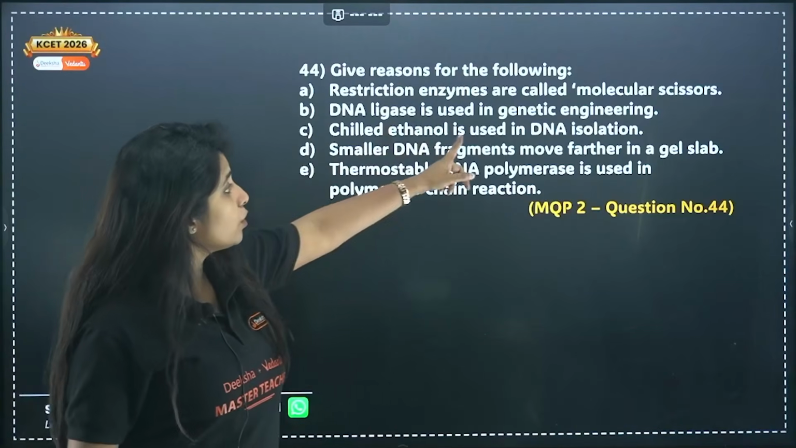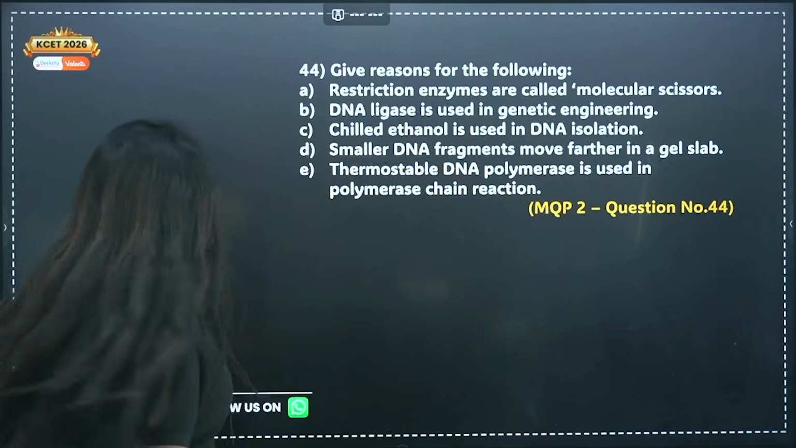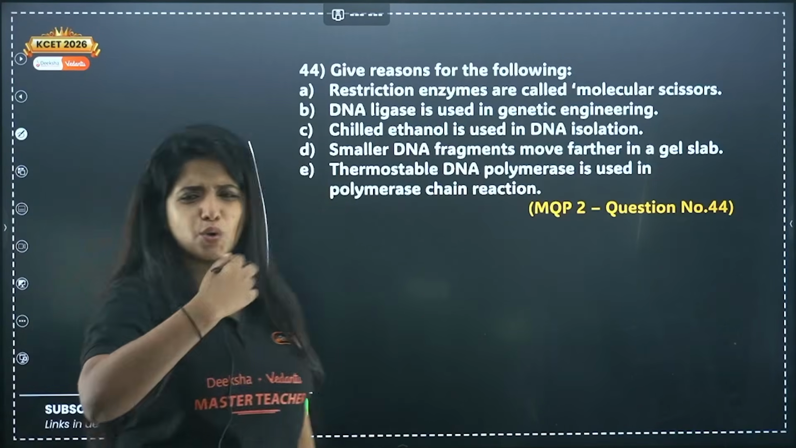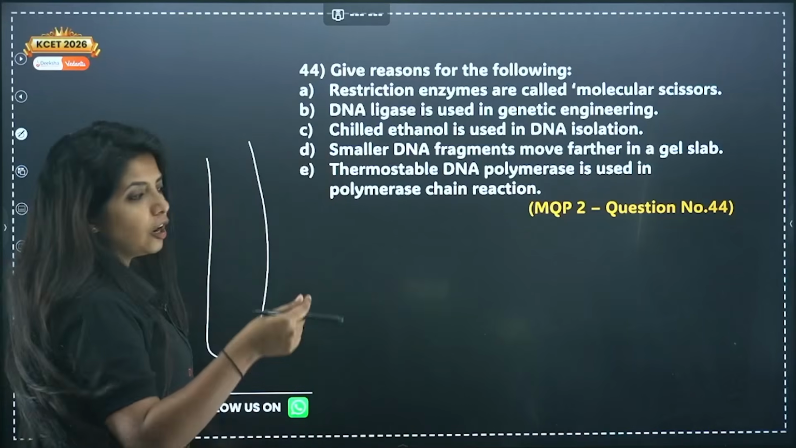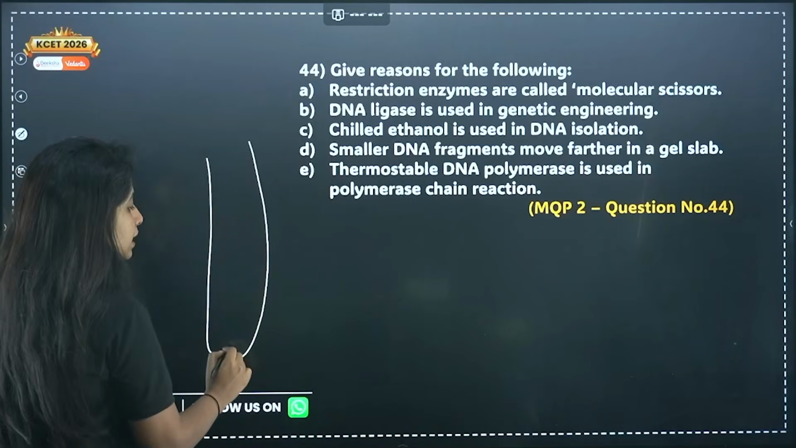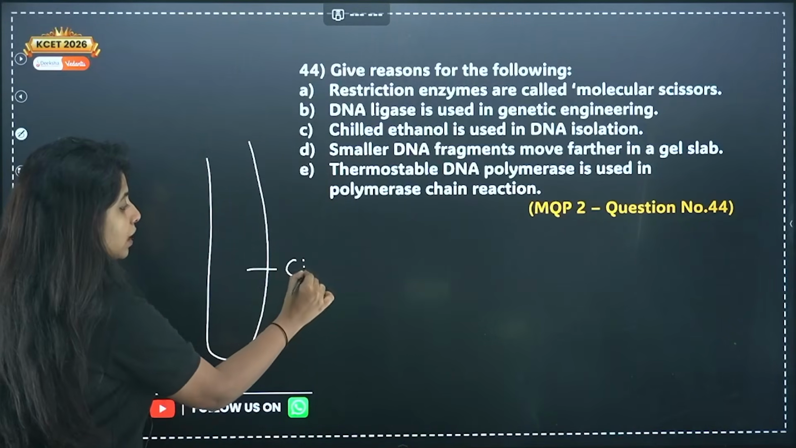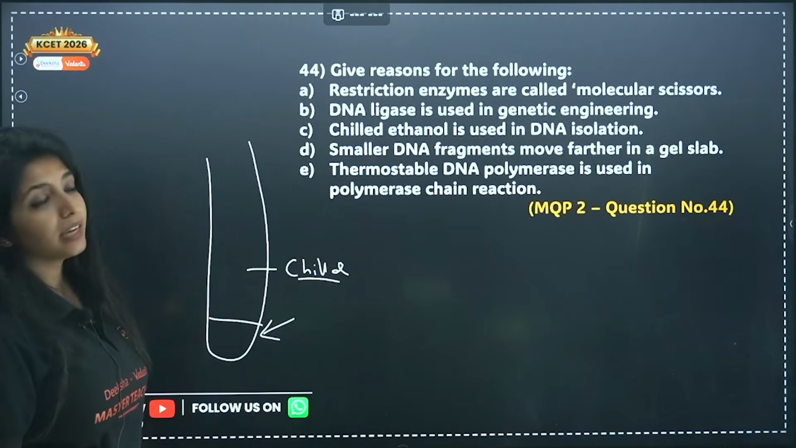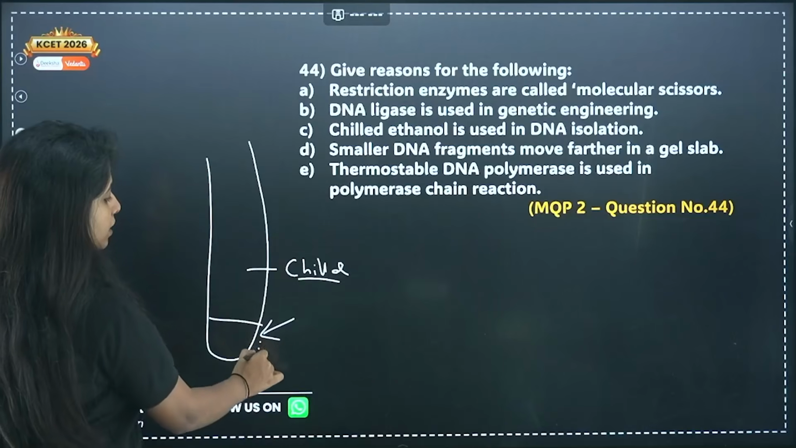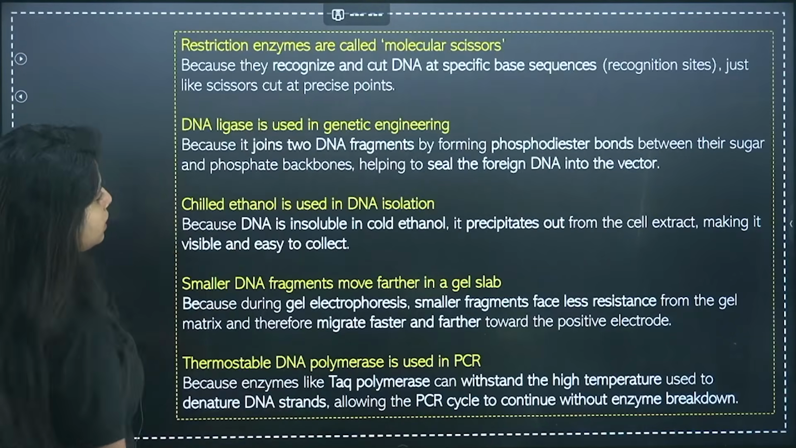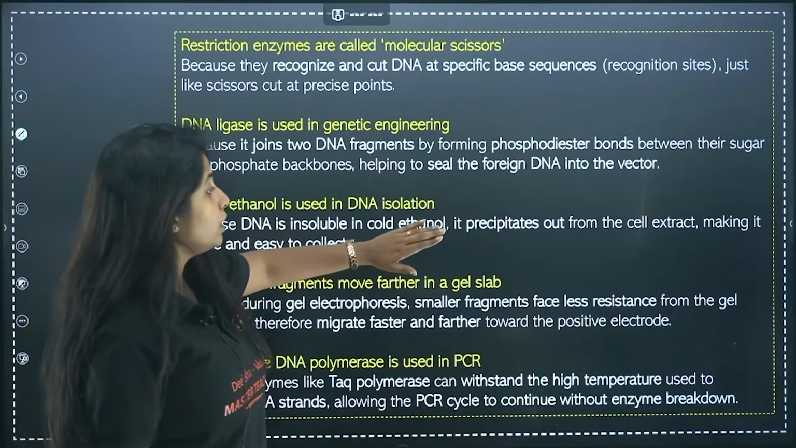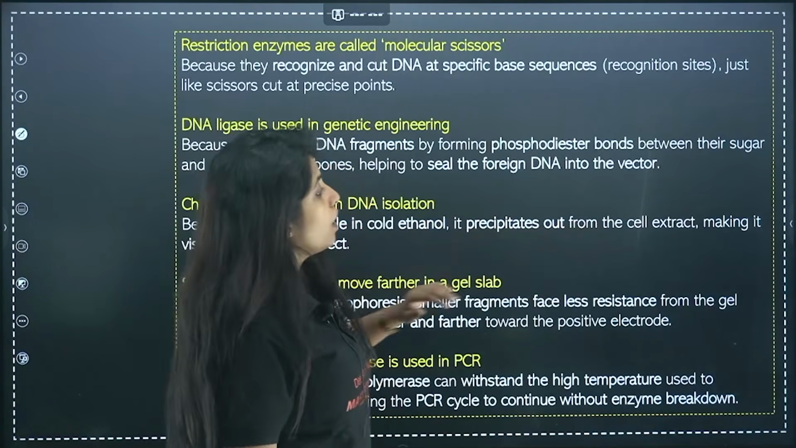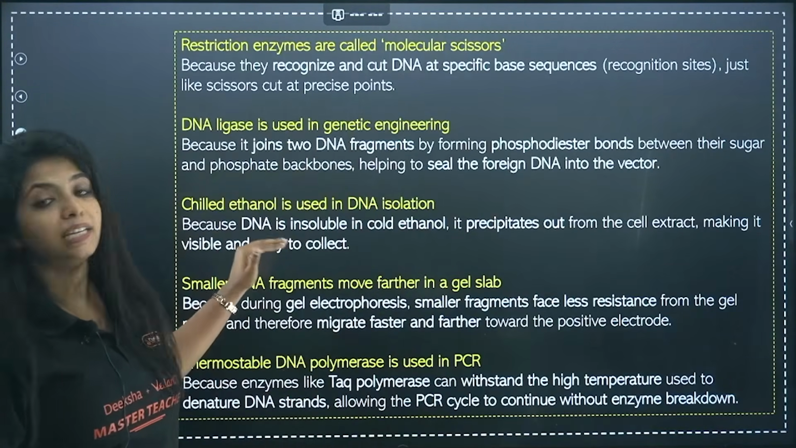Now, chilled ethanol is used in DNA isolation. Suppose, my dear children, you treated the cell with RNase, proteinase, a lot of things, and now you have DNA in there along with some other things. So how do you separate the DNA from everything? You put something known as chilled ethanol, such that the separation of DNA can easily happen. DNA is insoluble in cold ethanol, so it precipitates out from the cell extract, making it visible and easy to collect.